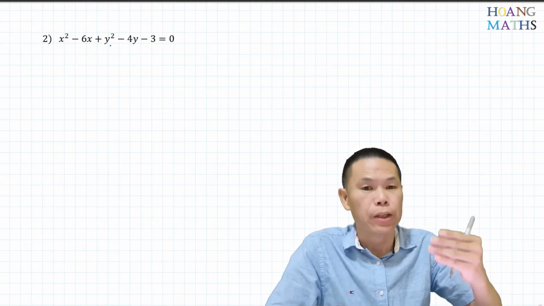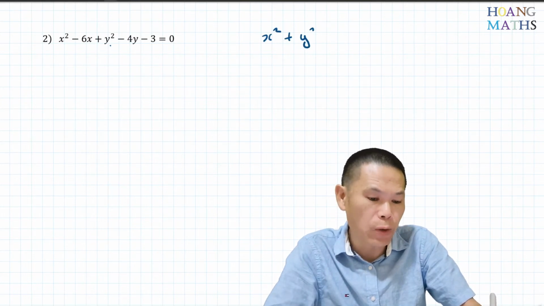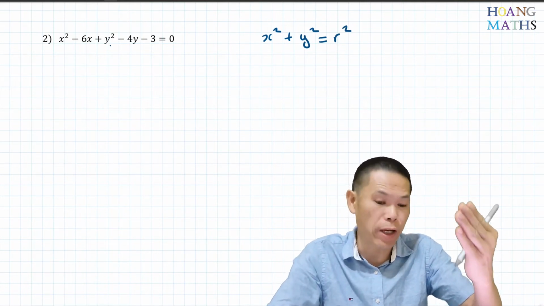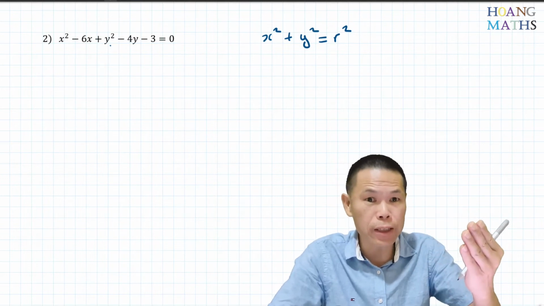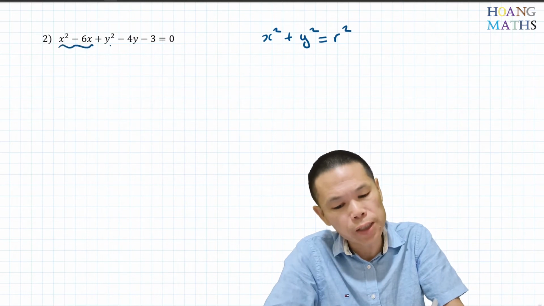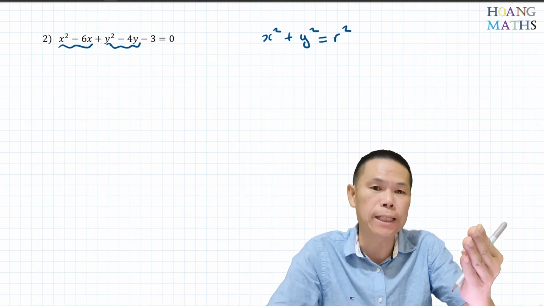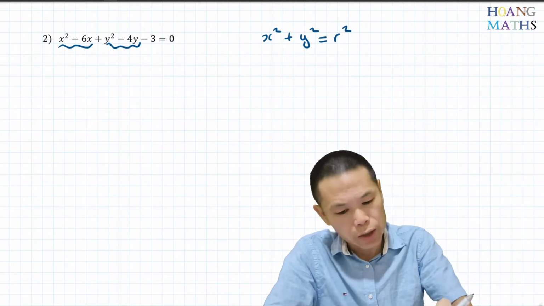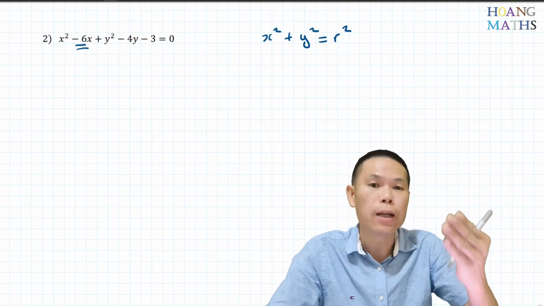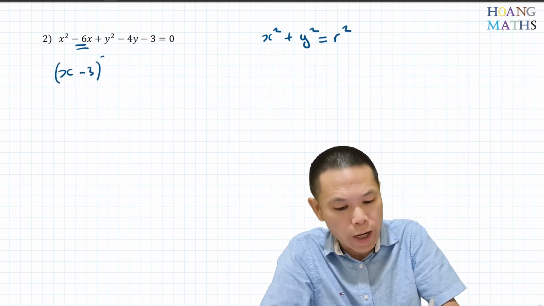Second one. First of all, we know that x squared plus y squared equals r squared. The center is 0, 0, and the radius is r, right? Now to graph this, we need to convert it into that form first. In other words, we need to convert this into perfect squares so that we can see the center of the circle. So we half of -6, which is -3. That means x minus 3 all squared.